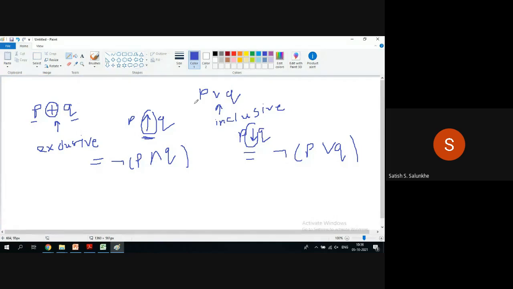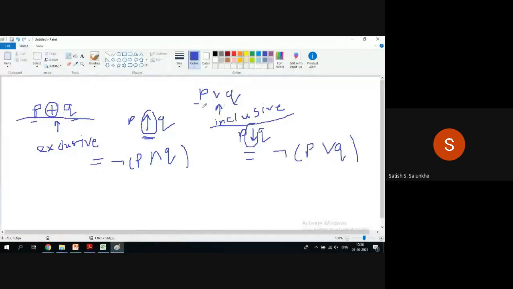Inclusive OR means what? At least one proposition needs to be true. That is inclusive OR. Here, exclusive OR is a binary operator. If at least and at most one proposition needs to be true, then we say the result is true. At least one, at most one proposition needs to be true, then we say this exclusive OR is true.